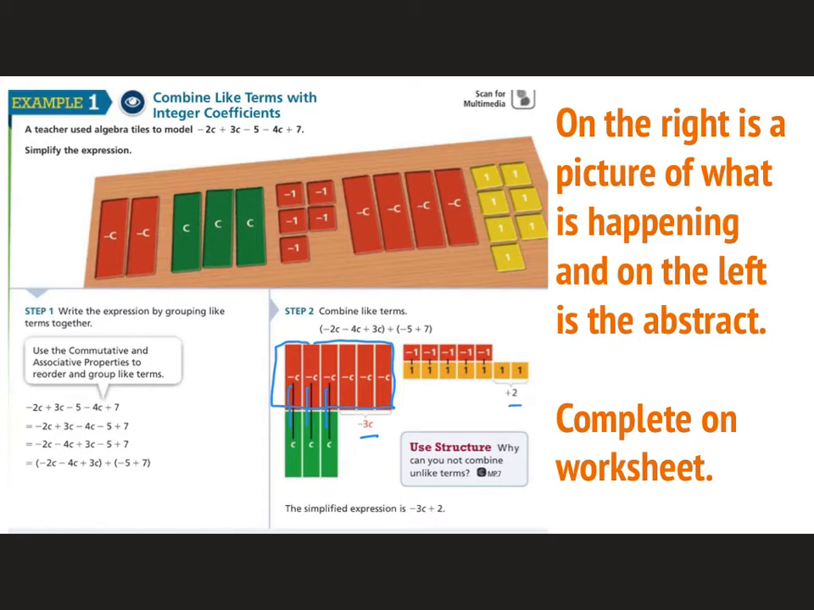And then over here they have more how it will be algebraically. See how they have rearranged it so that all the c's are together first. So negative 2 and positive 3 and negative 4, they're together. And that's just using the commutative property to reorder things.